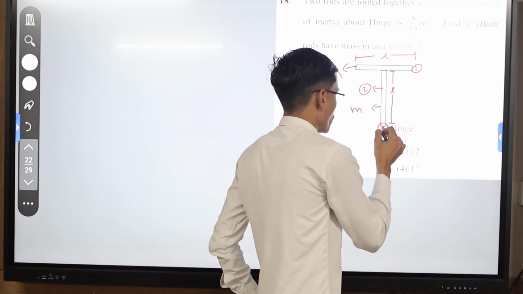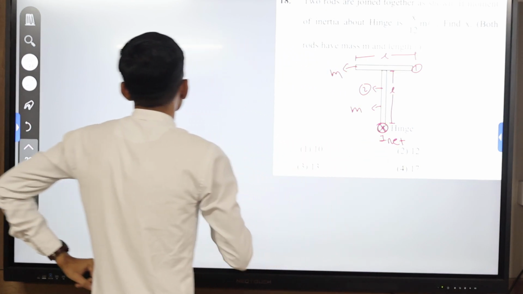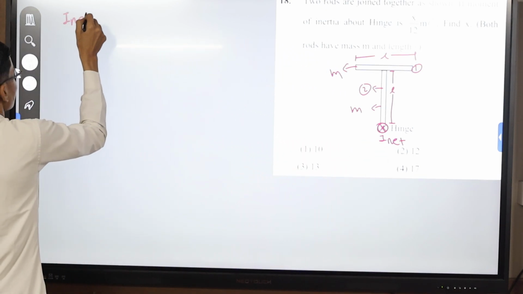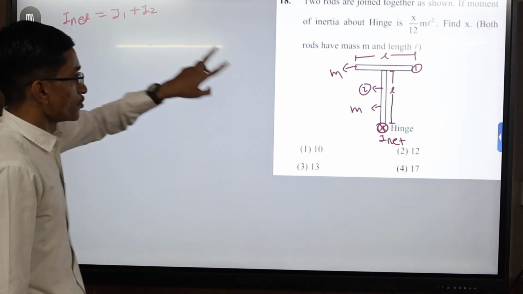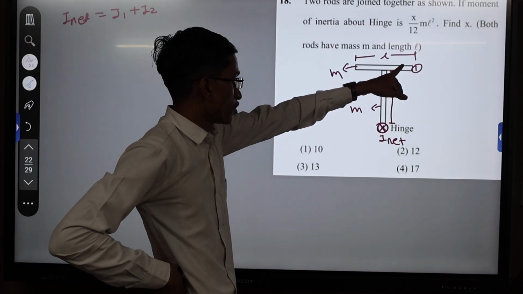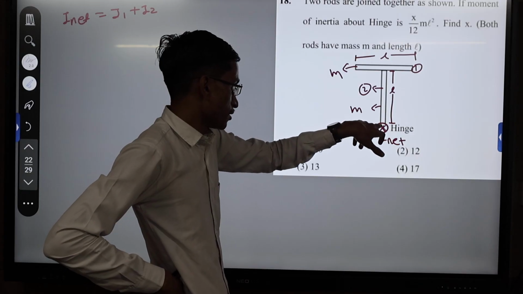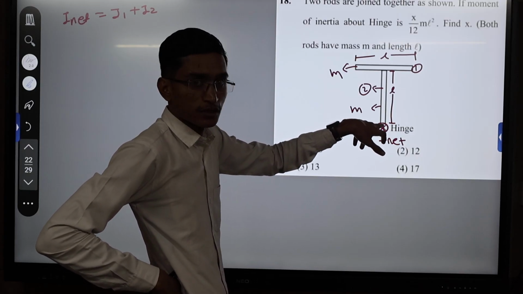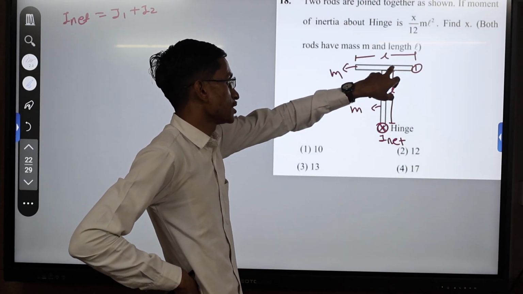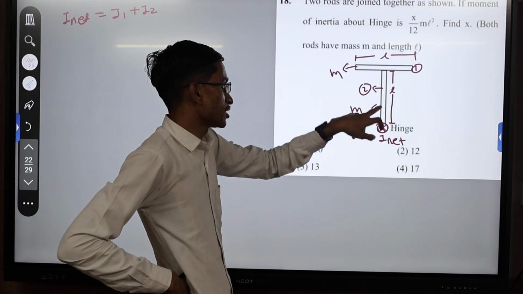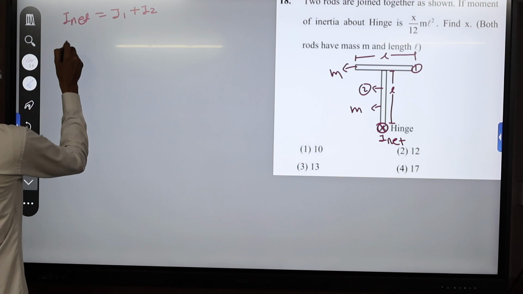So we have to find the moment of inertia from this point. Let us say I net. So we can say that I net is equal to I1 plus I2. Here I1 and I2 are the moment of inertia of rod 1 and rod 2 respectively, but with respect to this axis. So first of all, we have to write the moment of inertia of this rod about this point and the moment of inertia of this rod about this point. So first of all, let us find I1 first.